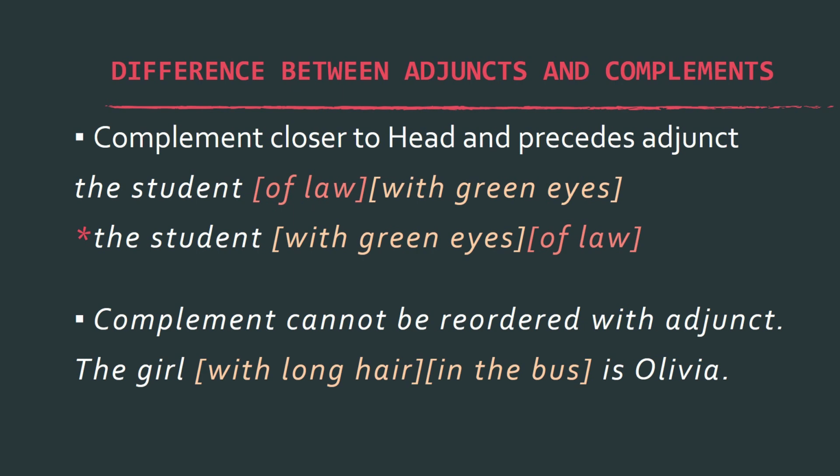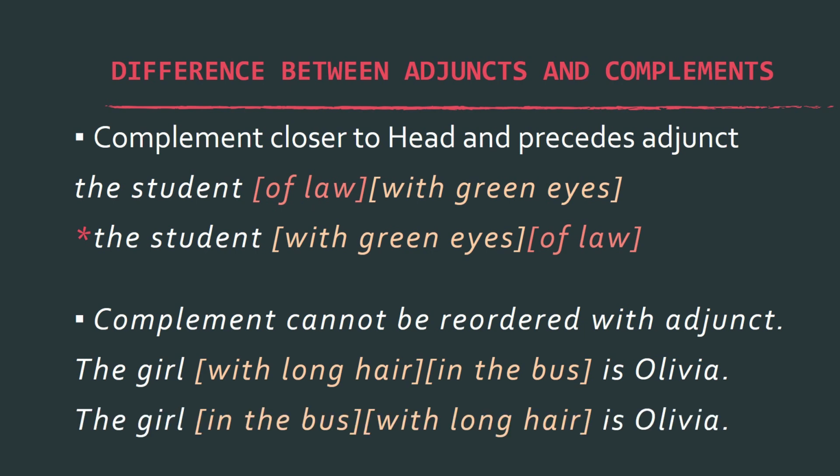If we can reorder the two preposition phrases in the sentence, the girl with long hair in the bus, to be the girl in the bus with long hair, while grammaticality is maintained, we can say that both preposition phrases are adjuncts.